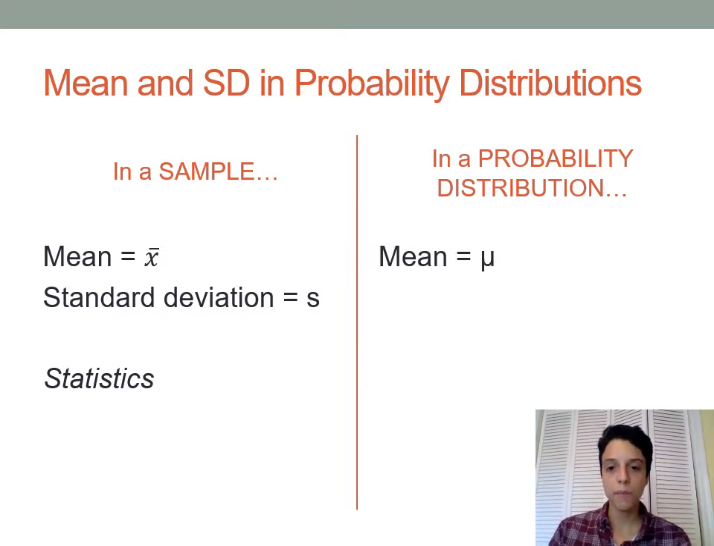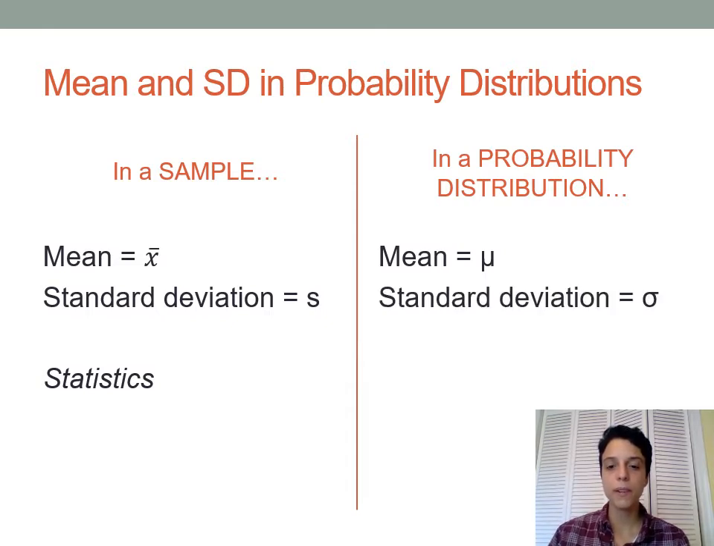In a probability distribution or in a population, we refer to the mean using the Greek letter mu, and we refer to the standard deviation using the Greek letter sigma. This is annoying for beginning students of statistics because it seems like we're just throwing more letters at you for no reason, but these are conventions in statistics, so we're going to use them here as well. And we refer to the mean and standard deviation in a probability distribution as parameters. Now, I just want to give you an example of what I mean by mean and standard deviation in a probability distribution.